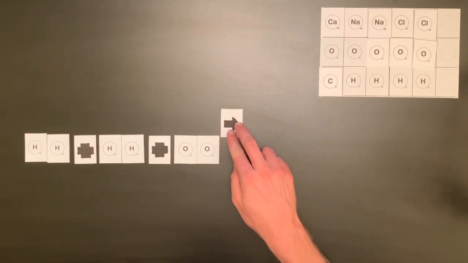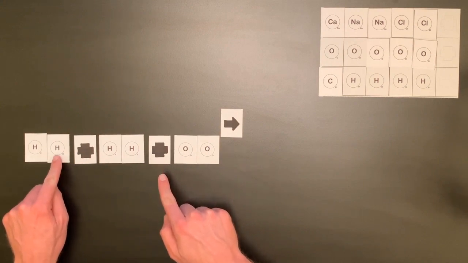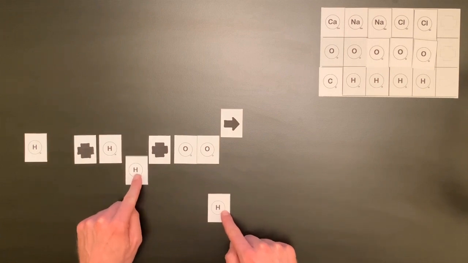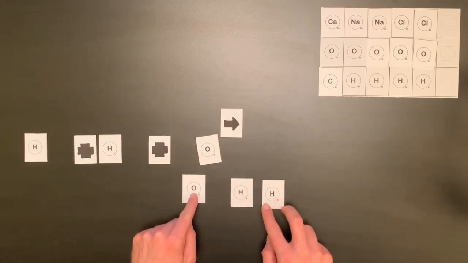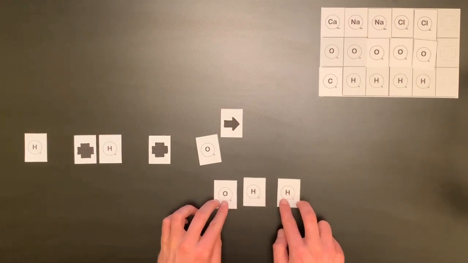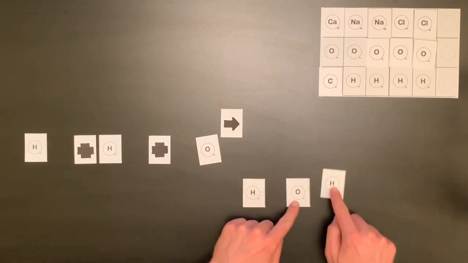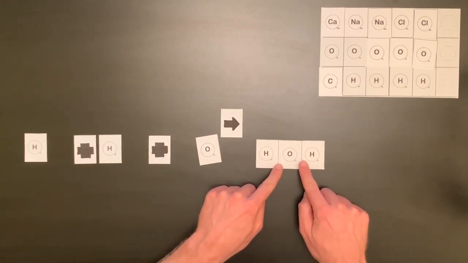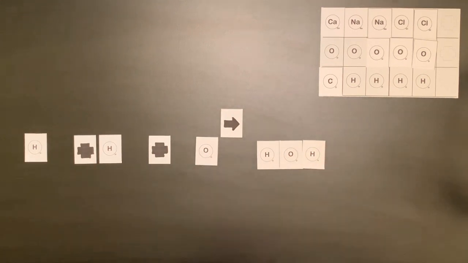So this is where the reaction happens. So we're going to take an H and any other H atom and an O atom, and what does that make? H2O, or we could arrange it this way, and that makes one molecule of water. But is that it? No.